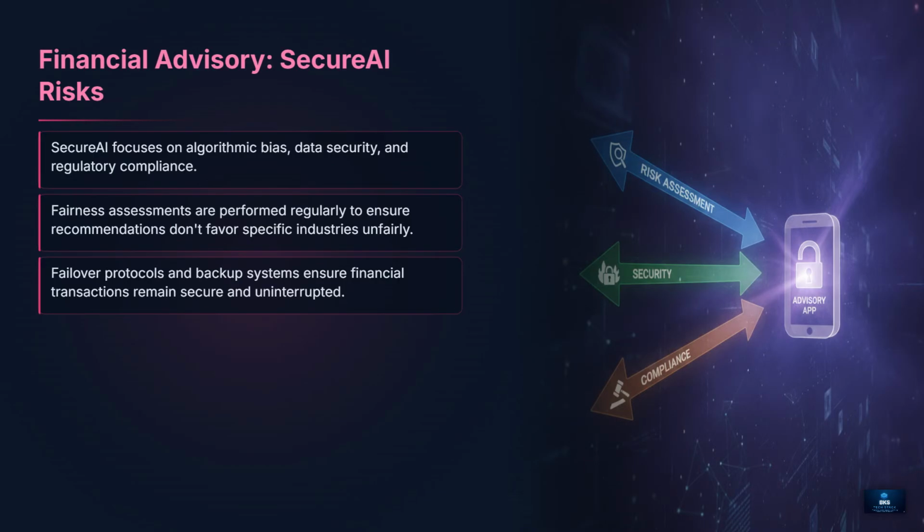Financial AI carries different risks, primarily related to market bias and transaction security. Secure AI addresses this through rigid compliance checks and regular auditing tools. By building in failover systems, they ensure that even if a part of the AI fails, the financial stability of the user's transaction remains protected.